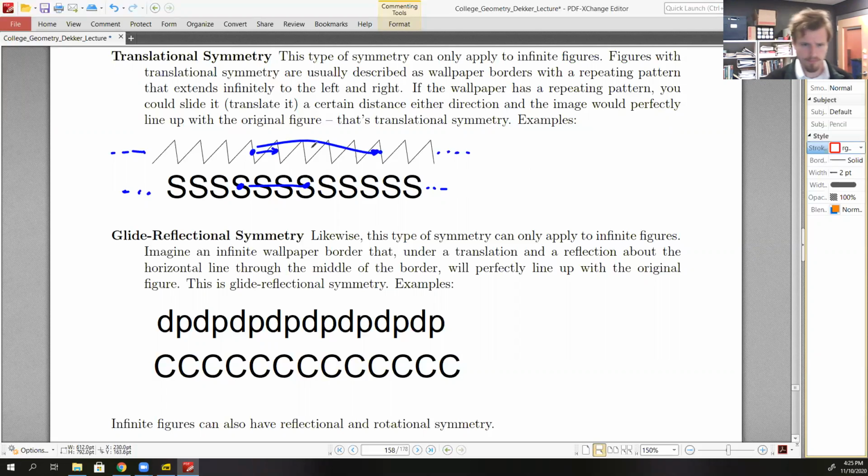So I could, in fact, rotate this first one and end up with the same thing as well. So it does have rotational symmetry, but it does not have reflectional symmetry.